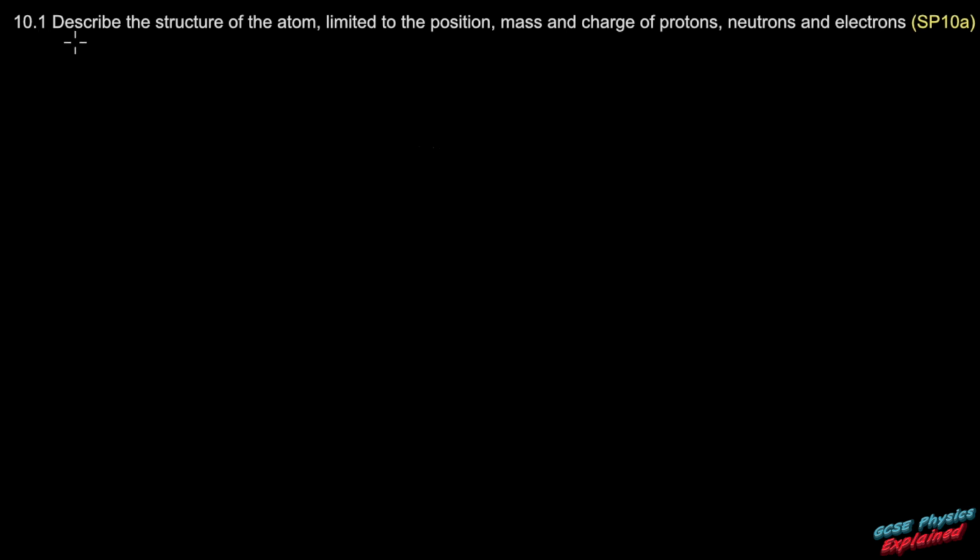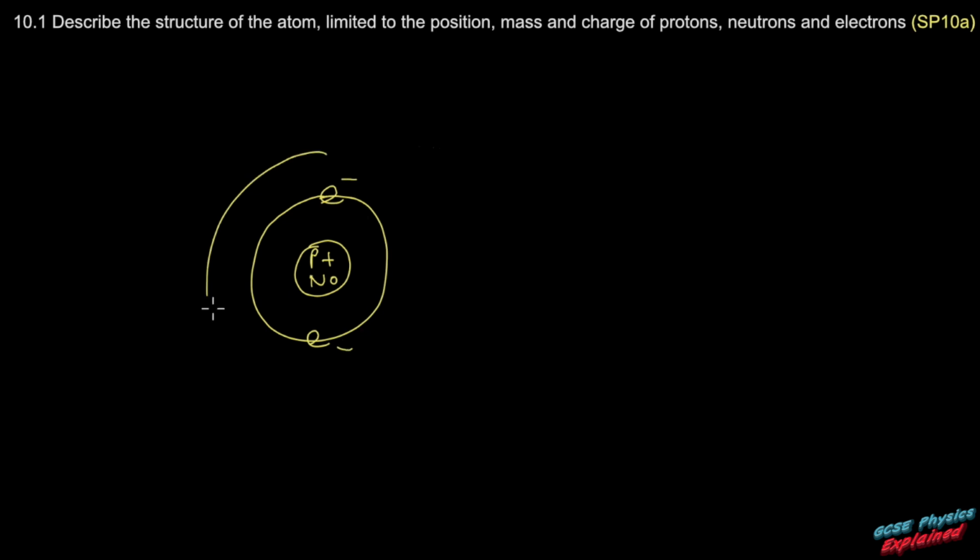Right, describe the structure of the atom linked to the position, mass and charge of protons, neutrons and electrons. Okay, so the atom has a nucleus in the middle, which has the protons in, which are positive, and the neutrons in there, which are neutral, zero charge, and then orbiting around the outside in the shells are the electrons. The first shell holds 2 electrons. The electrons have a negative charge. The second shell holds 8 electrons.